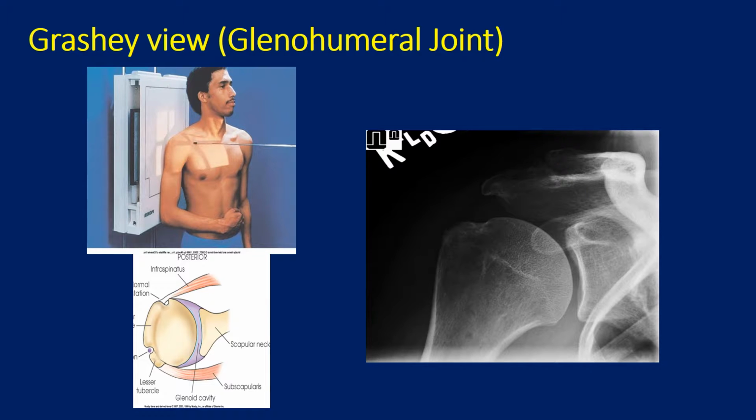In the Grashey view, the glenohumeral joint is visualized. You can see in the upper left, the patient is tilted at a 45-degree angle towards the affected side. And at the bottom left, the view is directly through the glenohumeral joint. You can see on the right a Grashey view x-ray. It shows the open space of the glenohumeral joint. This is appropriate to evaluate for osteoarthritis of the glenohumeral joint, as well as after a total shoulder replacement.